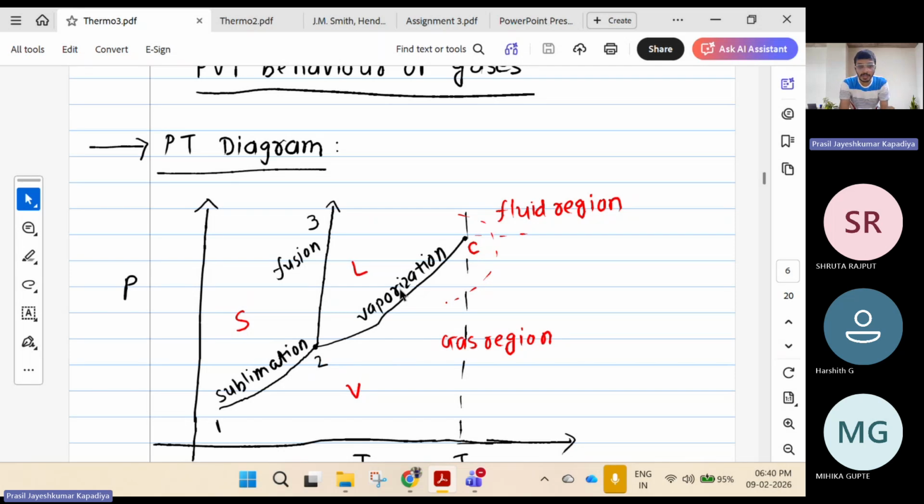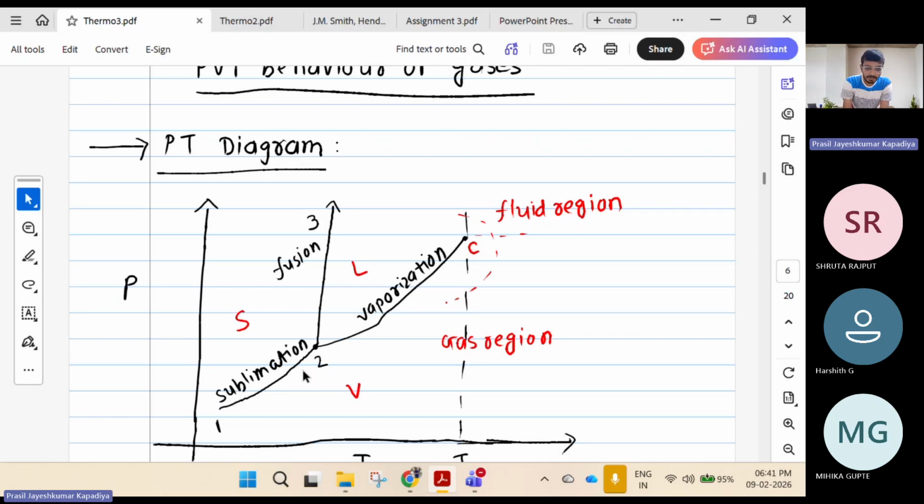So 1 2 is solid to vapor, that is called the sublimation curve. 2 3 is solid to liquid, this is called the fusion curve, and 2C is the liquid to vapor curve. Now you see one thing: all three curves are combining at a point. So what is this point called? Anyone knows? Point 2, where all three phases coexist: triple point. Very good.